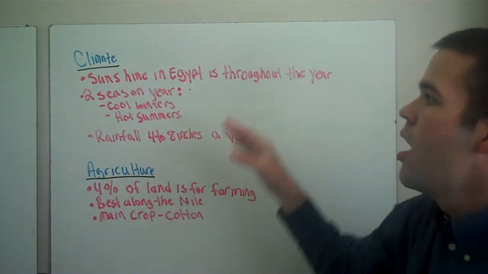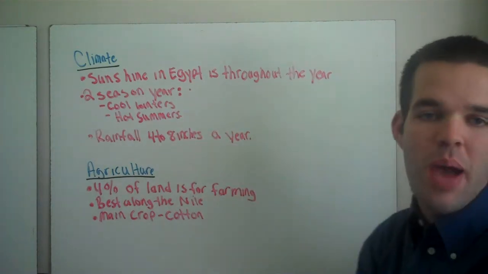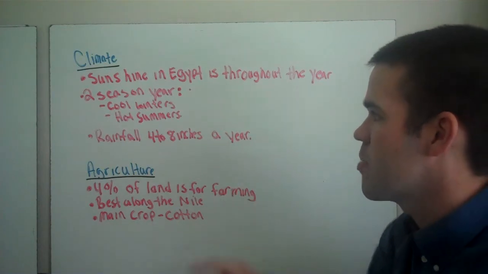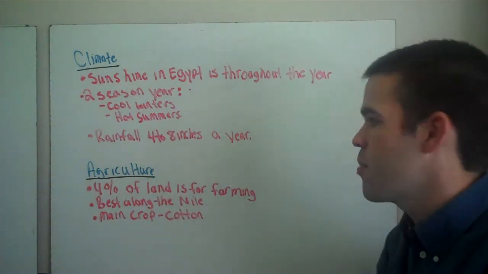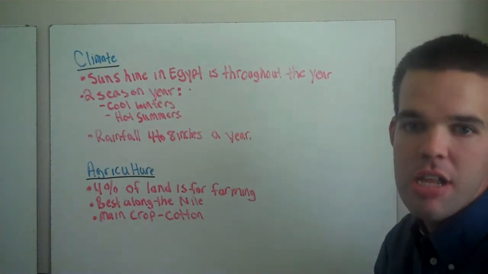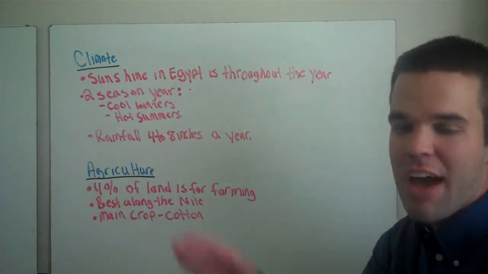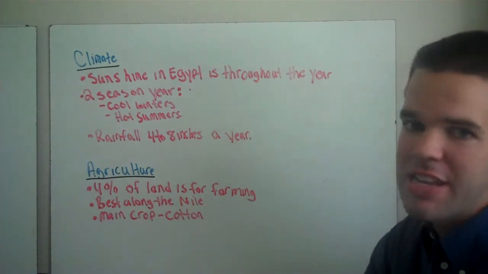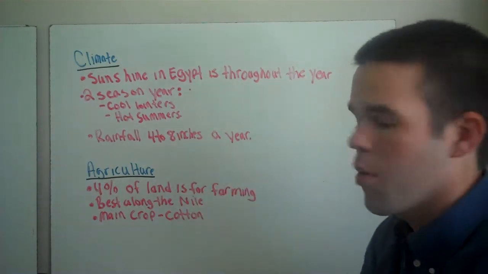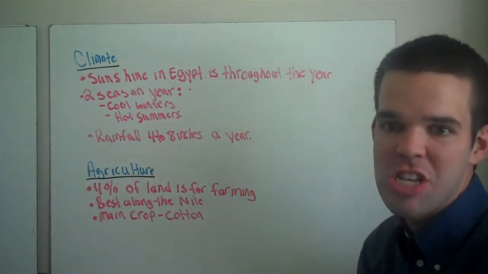Climate. Sunshine in Egypt is throughout the entire year. There are 2 seasons in the year in Egypt. There's the cool winters and the hot summers. Hot summers range anywhere from 95 or 100 degrees to 150, 175 degrees. It is hot in the desert. Rainfall only amounts to 4 to 8 inches a year.